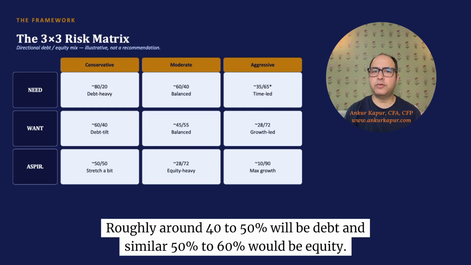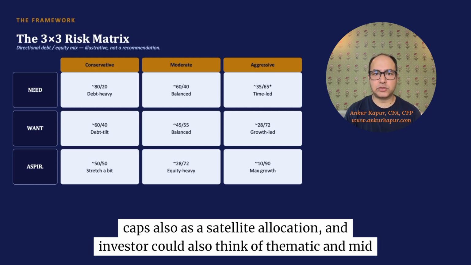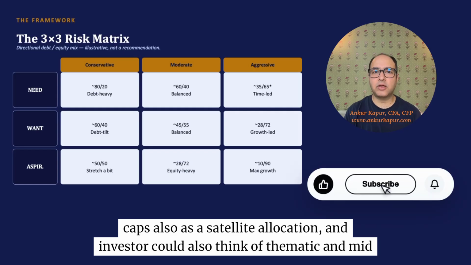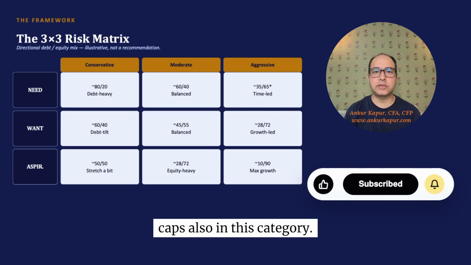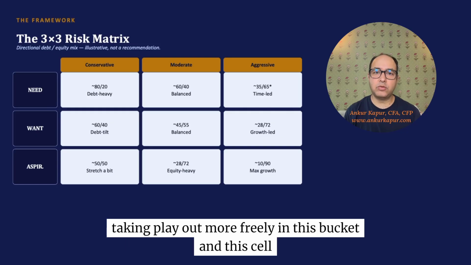Roughly around 40 to 50% will be debt, and similarly 50% to 60% would be equity. This would often be a diversified portfolio across large and flexi cap, some bit of small caps also as a satellite allocation, and the investor could also think of thematic and mid caps in this category. Because the goal isn't life critical, you can let the moderate investor's natural risk taking play out more freely in this bucket and this cell.